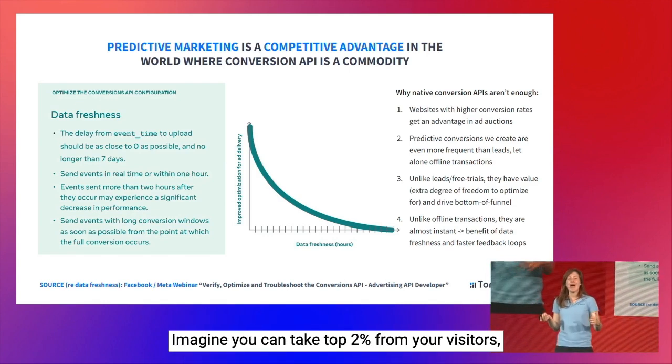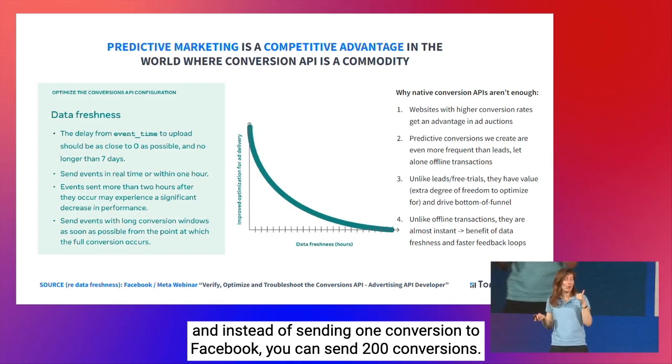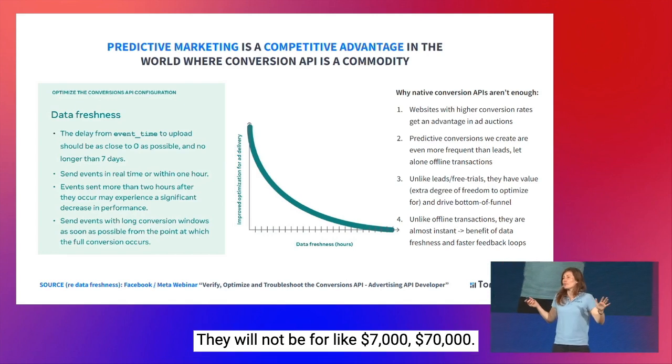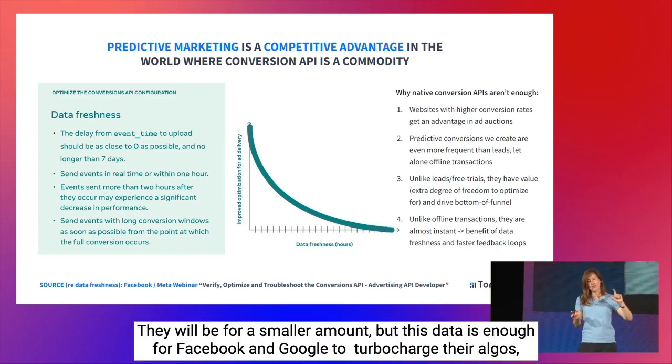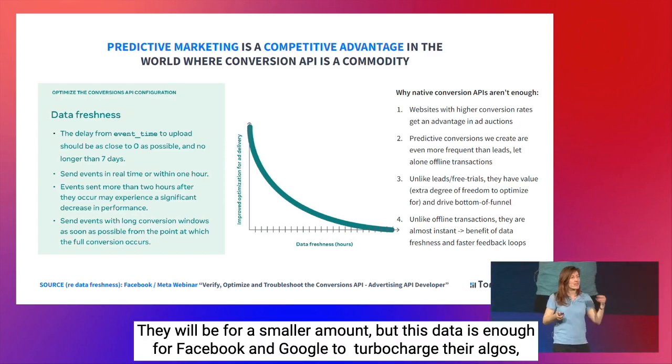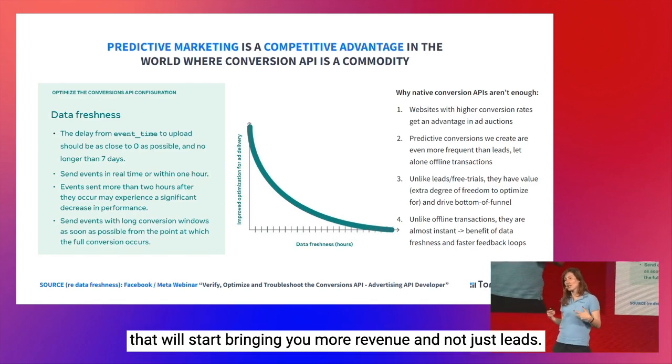Long enough. Imagine you can take the top 2% of your visitors, scored naturally, and instead of sending one conversion to Facebook, you can send 200 conversions. They will not be for like $7,000 or $70,000. I don't know what your check is. They will be for a smaller amount. But this data is enough for Facebook and Google to turbocharge their algos, which will start bringing you more revenue and not just leads.